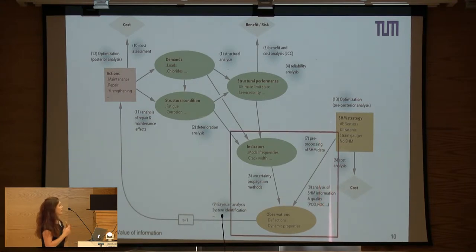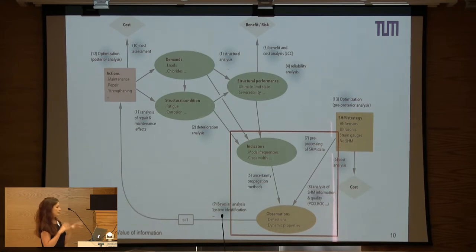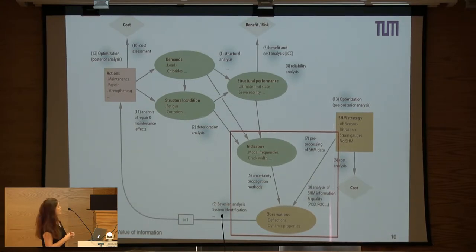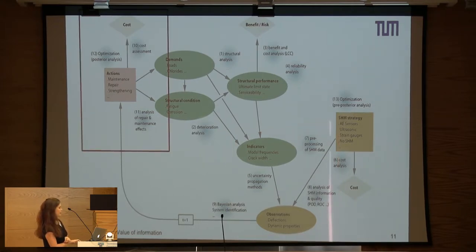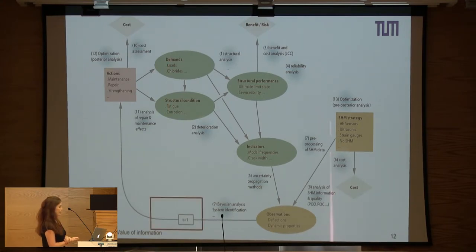Here we have the likelihood model. So this is the link where we get basically the uncertainty propagation from the observations to the indicators, and then propagate to all the system blocks that we found earlier. And here the maintenance actions with associated costs and their effects on the system. Finally, this is the report.